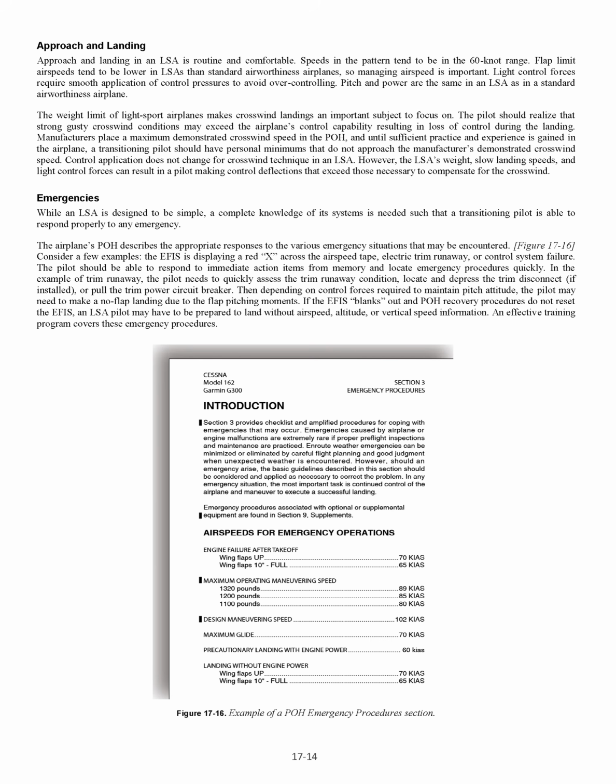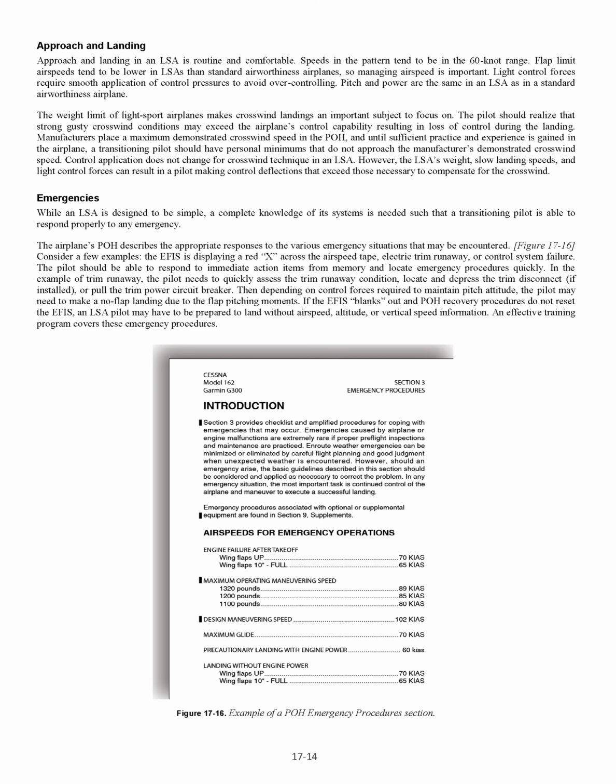Approach and landing in an LSA is routine and comfortable. Speeds in the pattern tend to be in the 60 knot range. Flap limit airspeeds tend to be lower in LSAs than standard airworthiness airplanes, so managing airspeed is important. Light control forces require smooth application of control pressures to avoid overcontrolling.